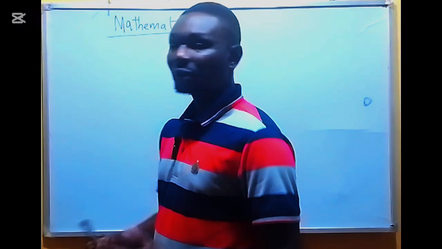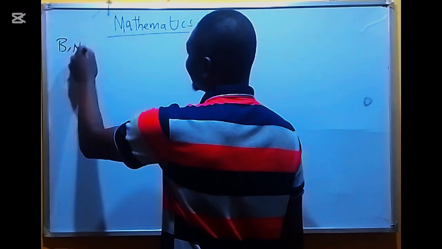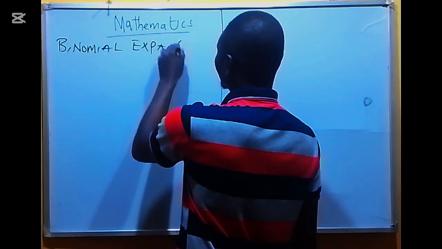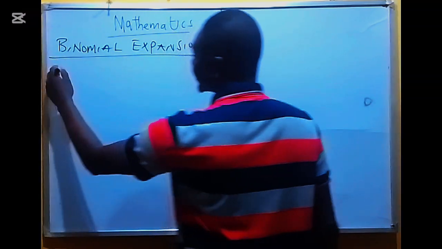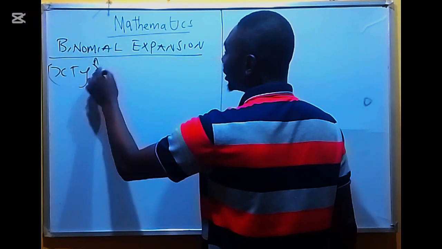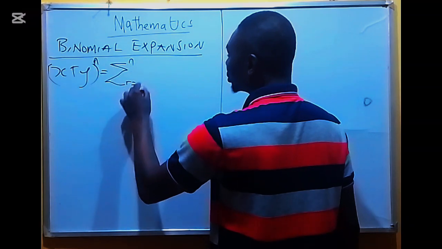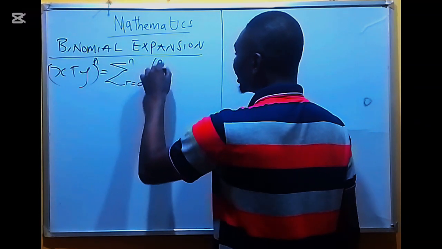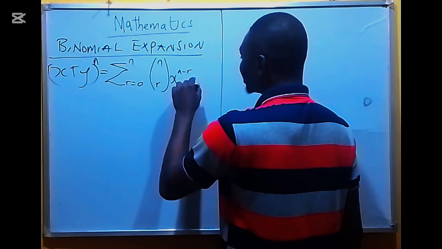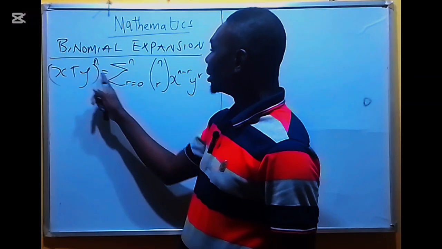The binomial theorem states that (x + y) to the power n is equal to the summation from r = 0 to n of n combination r times x raised to the power n minus r, y raised to the power r, where n is the power of the binomial.